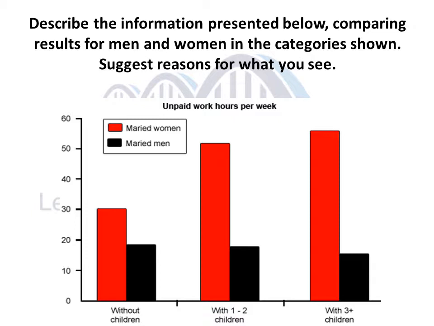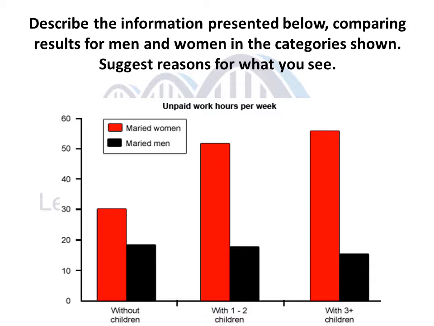Now comes the overview. Here you have to be careful because what people do in the overview is that they would say that married women have more unpaid work hours than married men. Okay, this is the common overview. Why they will say it and why you will say it is because you can see that the red color is bigger than the black color. It's a very easy thing to see, but that is not what we need here.